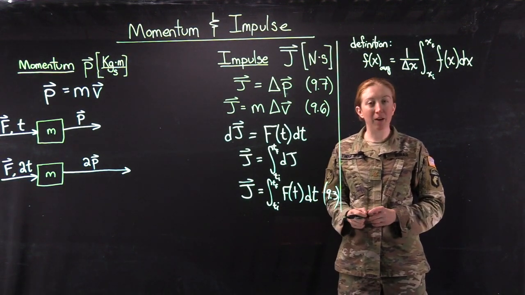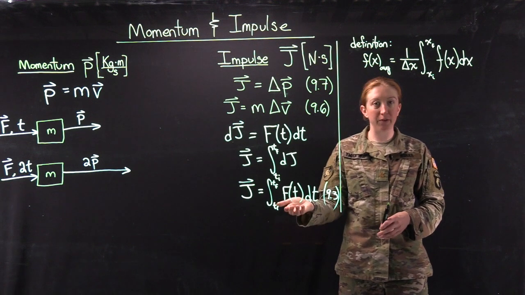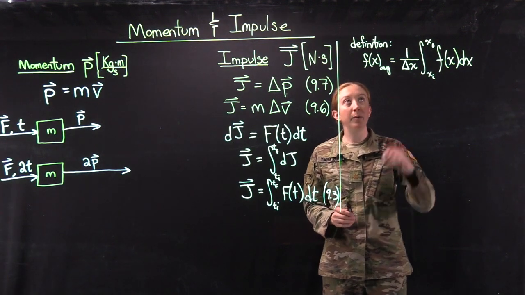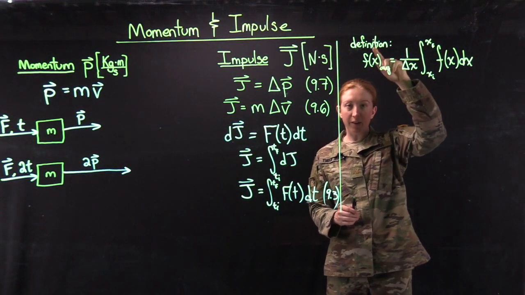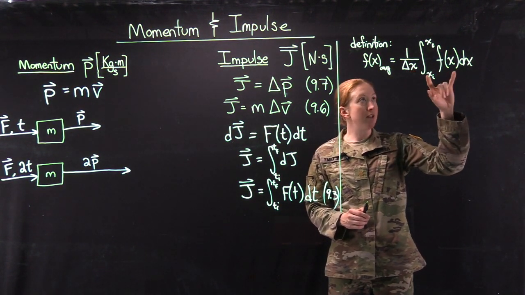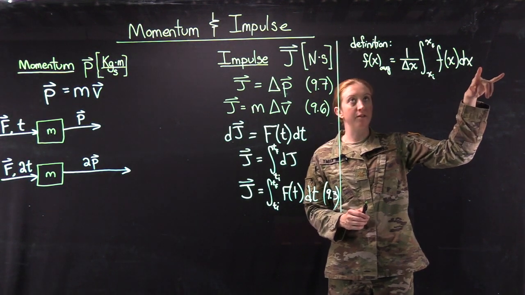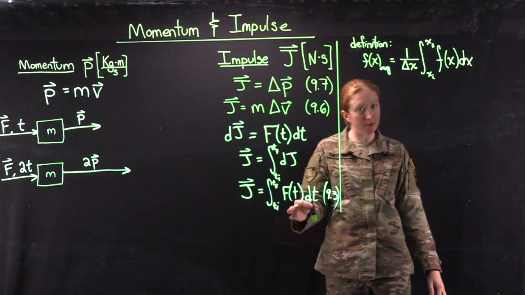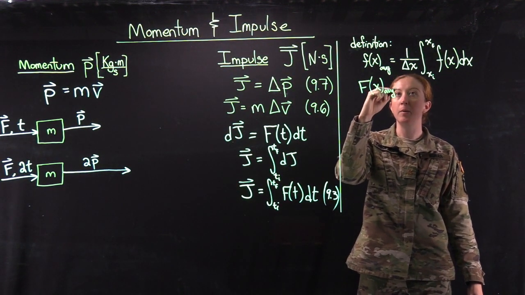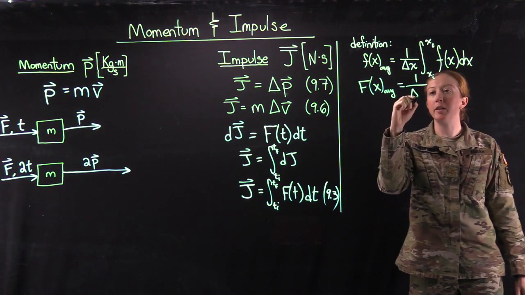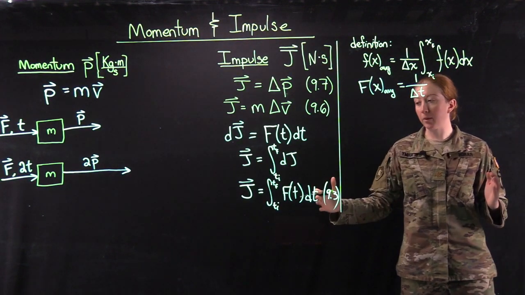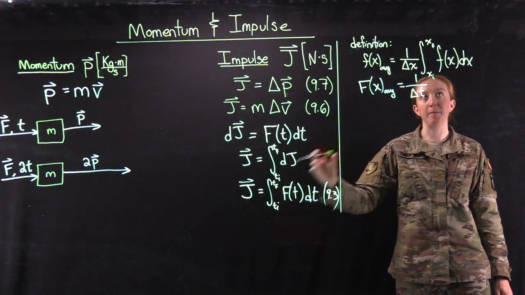That's kind of useful, but often we aren't given what this force function was. We don't know what it is for a soccer player kicking a soccer ball. So we have this definition from calculus that says the average value of a function is equal to the inverse of the range of the variable of integration times the integral of that function. We can use that to find out what the average force was. So here we'll take our force function. We want the average force. So it will be multiplied by the inverse of the time that we're looking at, time final to time initial.